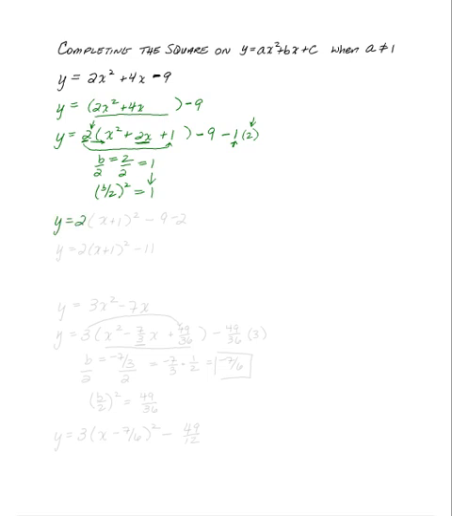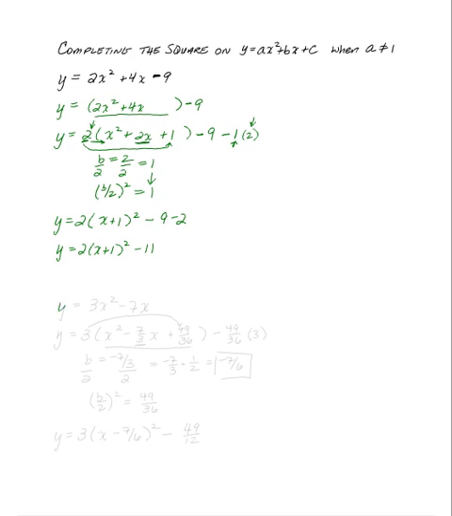So we're just going to leave that 2 on the outside. x squared plus 2x plus 1 factors into x plus 1 squared. Minus 9 minus 2, combine the like terms. We have y equals 2 times x plus 1 squared minus 11. All right, let's try that again with another example.